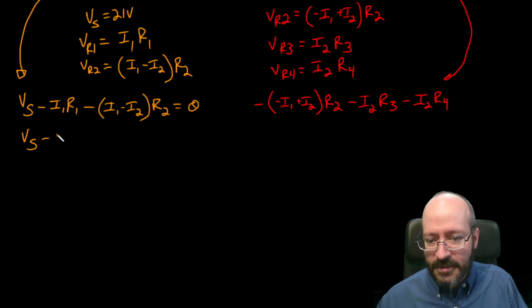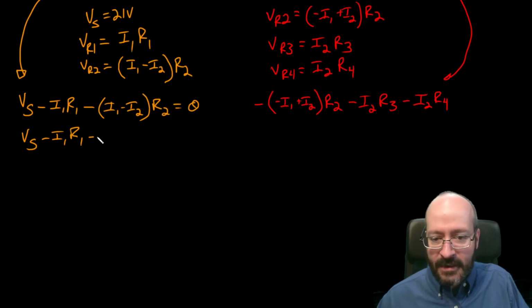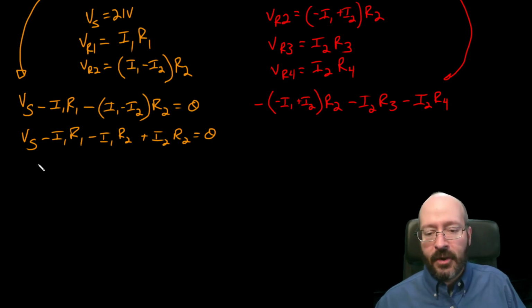Okay, so let's see, VS. This one doesn't need to be distributed, I1 R1. I've got this negative sign here and R2 that's going to distribute to both of these. Okay, so we're going to have negative I1 R2, and we're going to have positive I2 R2, and that's equal to 0.